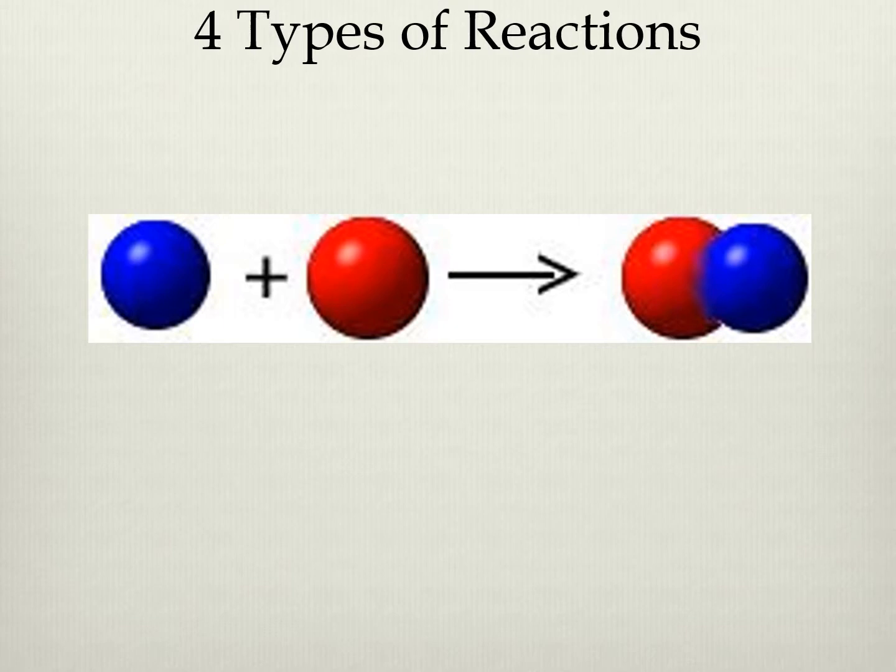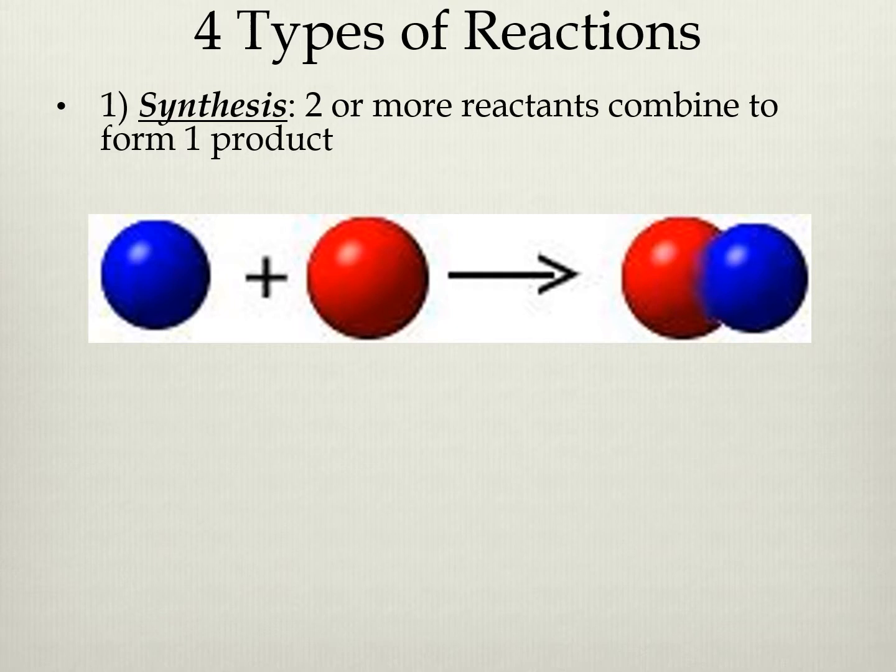This type of reaction is called synthesis, which means taking two reactants and adding them together to make one product. Look at the picture. It has blue and red spheres combining to make a blue and a red in one molecule. As examples, it's A and B joining to make molecule AB, or iron and sulfur forming iron sulfide.